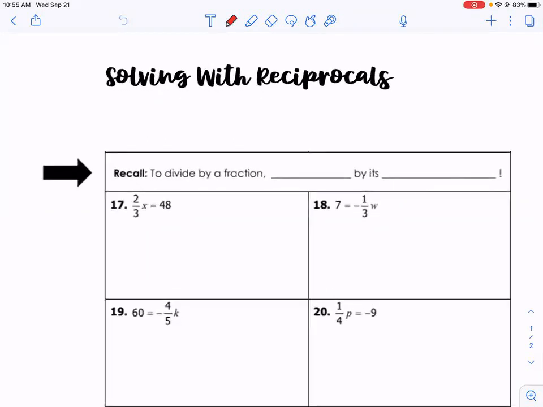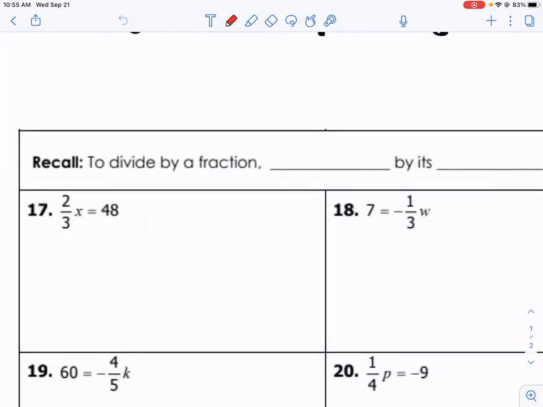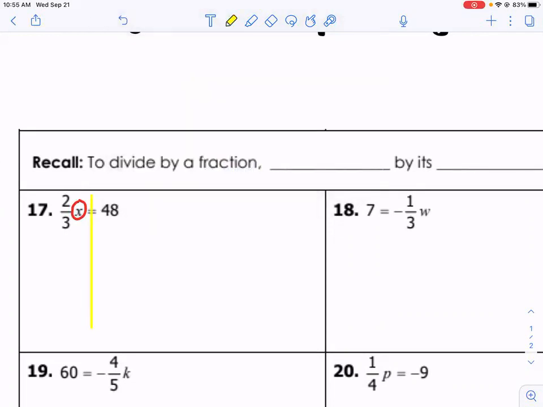All right, so we are still working with one-step equations, but look at these couple problems right here, number 17 and number 18. Let's just focus in on number 17. How is 2/3 tied to X? With multiplication. So we are going to need to undo multiplication. Bronson, when we have multiplication, how do we undo it? Okay, so we're going to divide each side.